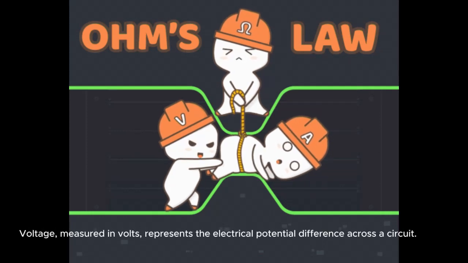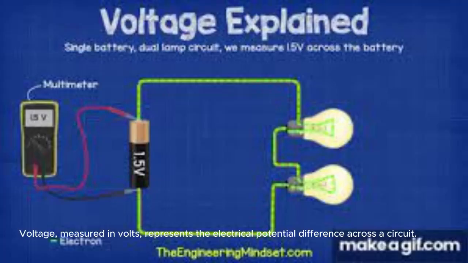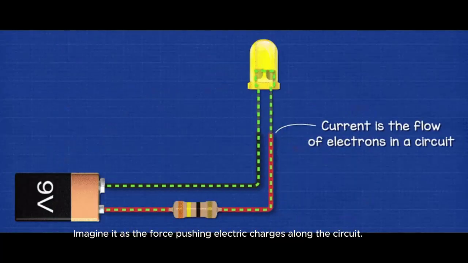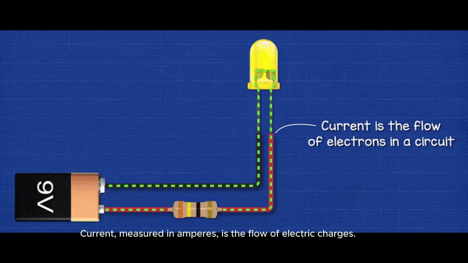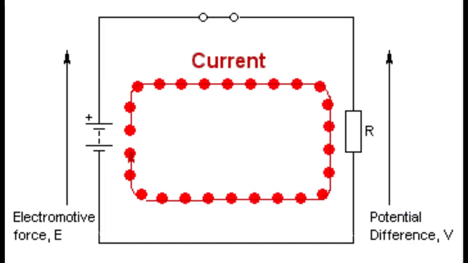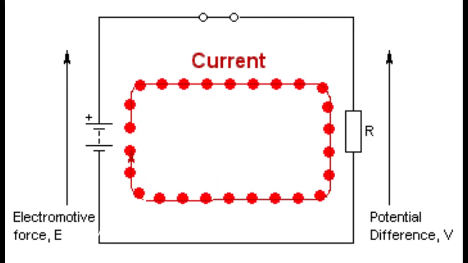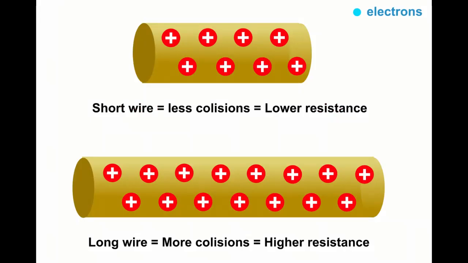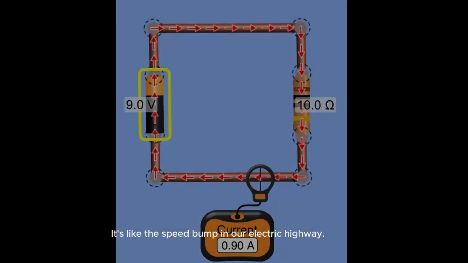Voltage, measured in volts, represents the electrical potential difference across a circuit. Imagine it as the force pushing electric charges along the circuit. Current, measured in amperes, is the flow of electric charges. And resistance, measured in ohms, opposes this flow. It's like the speed bump in our electric highway.